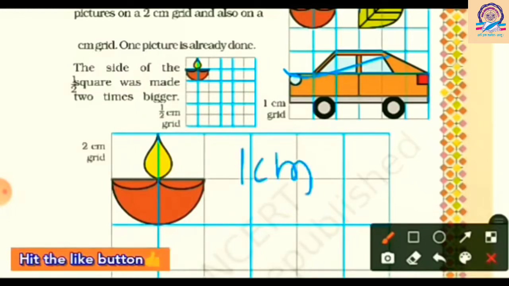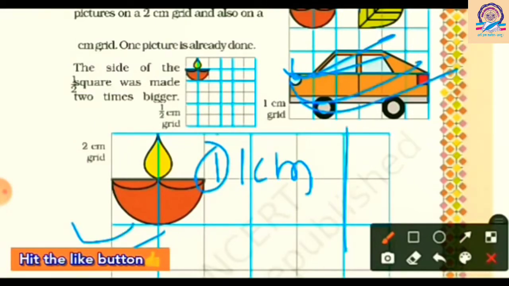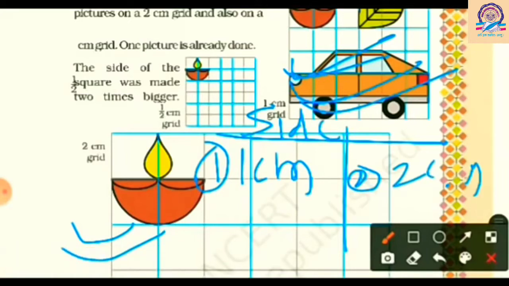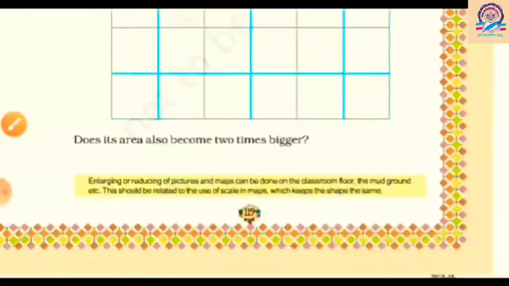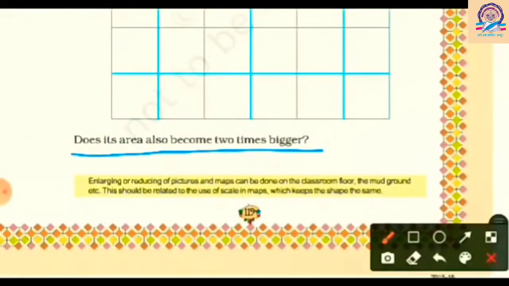Now let's see what is the relationship between the sides of these grids. In the 1 centimeter grid there is a side of 1 centimeter, and in the 2 centimeter grid each side is of 2 centimeter. Here we are talking about the side, not the square. Just remember that. In the 1 centimeter grid it is a side of 1 centimeter, and in the 2 centimeter grid it is a side of 2 centimeter. So here, as you can clearly see, the side becomes exactly double, or we can say it is made 2 times bigger.